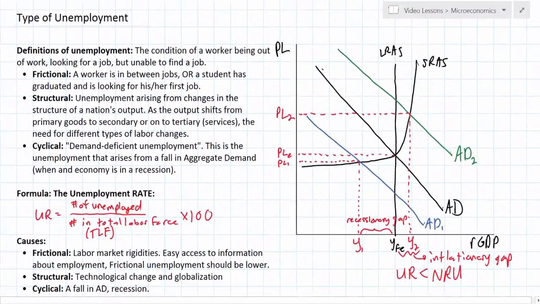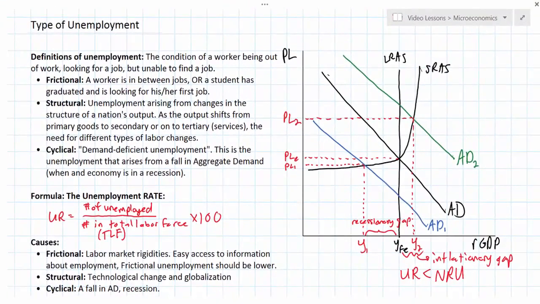So far in this lesson, we've defined unemployment, we've distinguished between the different types of unemployment an economy might experience, we've identified some of the causes of unemployment, and we've shown how you can graph the different types of unemployment in an ADAS model. In our next video, we'll talk about some of the solutions to unemployment that a government or a central bank might impose to try to reduce the levels of frictional, structural, and cyclical unemployment.